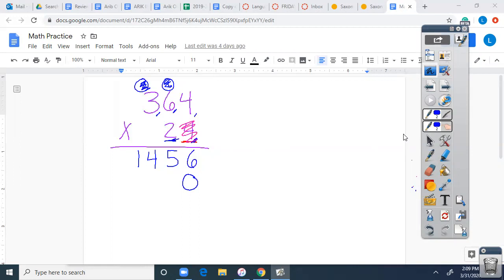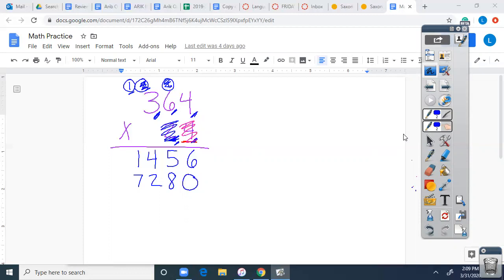So we've got 2 times 4, which is 8. We don't have to carry anything. 2 times 6, which is 12. I'm going to put my 2 down there, my 1 up here. 2 times 3, which is 6, plus 1, which is 7. That is the end of that third step.